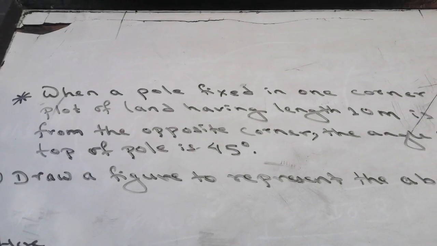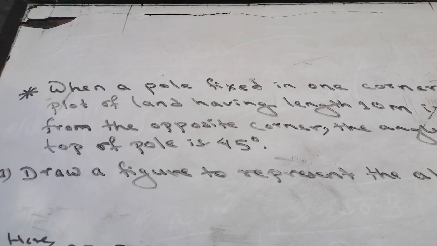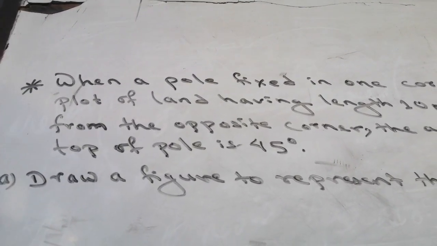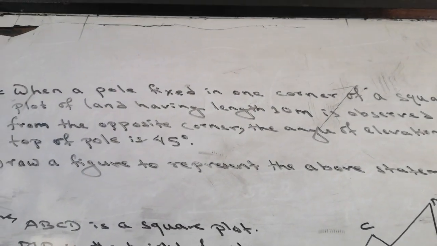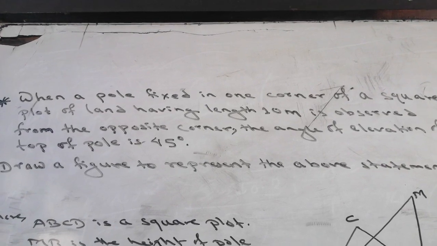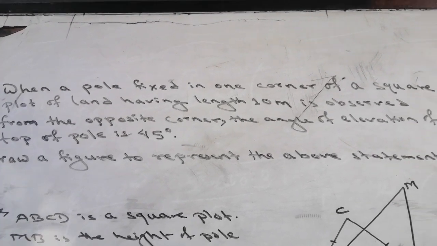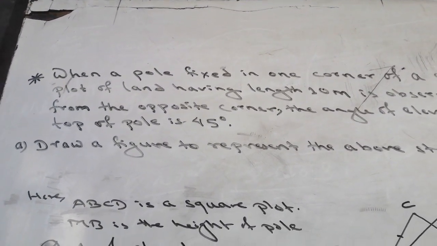Hello everyone. Today I have a question related to height and distance of grade 10. The question is like this. When a pole fixed in one corner of a square plot of land having length 10 meter is observed from the opposite corner, the angle of elevation of the top of the pole is 45 degree.